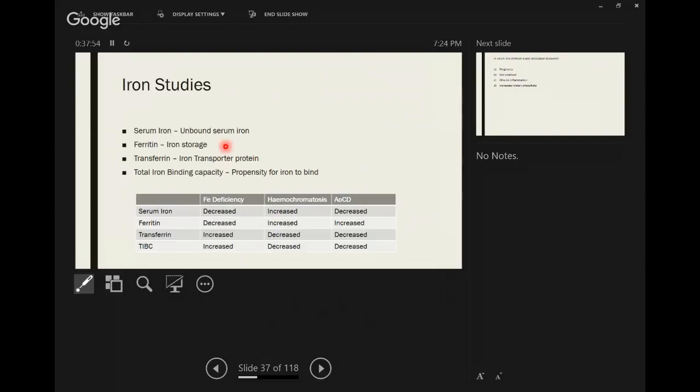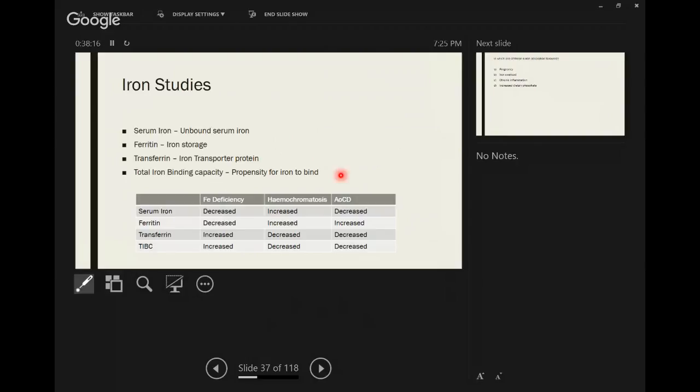That's important to know, but it also means that if someone's inflamed and you think they're anemic, you can't actually look at their ferritin. Transferrin's also an acute phase reactant. So you don't have to know about transferrin or total iron binding capacity. You don't need to know that till next year. Total iron binding capacity is actually the most accurate of all of them.